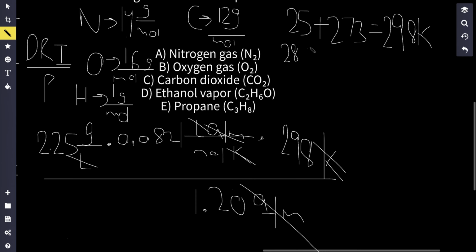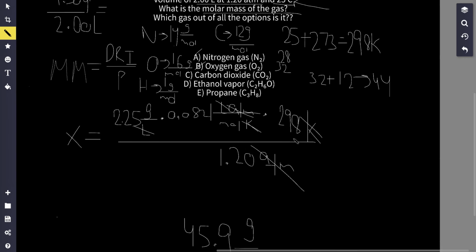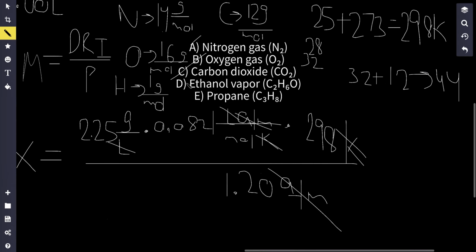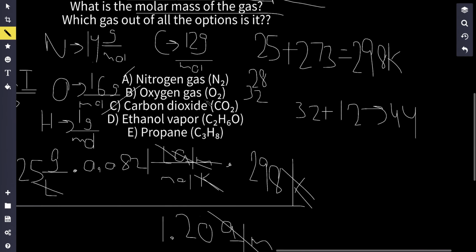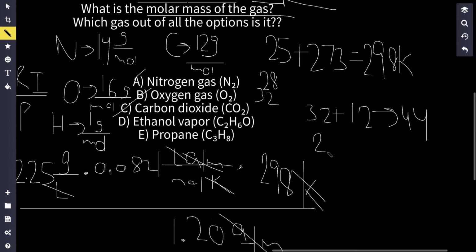This is 28 grams per mole, so it can't be A. Oxygen, that's 16. 16 times 2 is 32, so it can't be this. CO2, carbon dioxide: 2 oxygens, 16 times 2 is 32, plus a carbon. Carbon's molar mass is 12, so that's going to be 44. Comparing that to our 46, that's not going to be it. Ethylene vapor, so that's C2. So 2 carbons is going to weigh 24 because 1 carbon weighs 12 grams per mole.